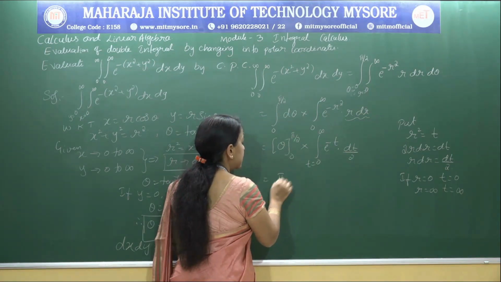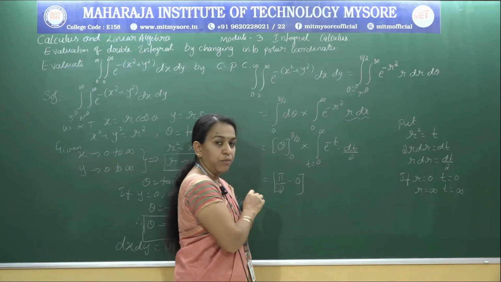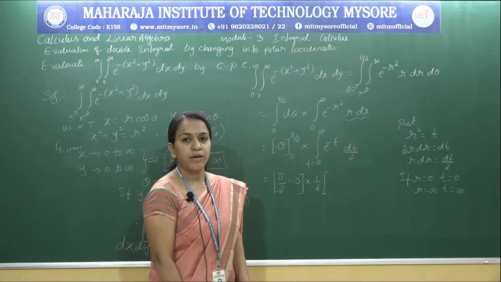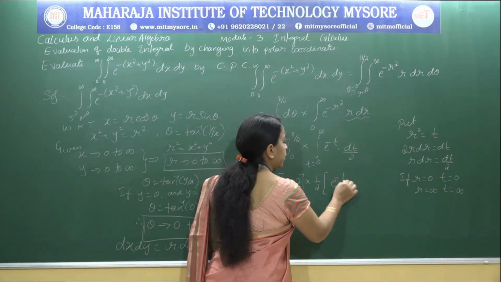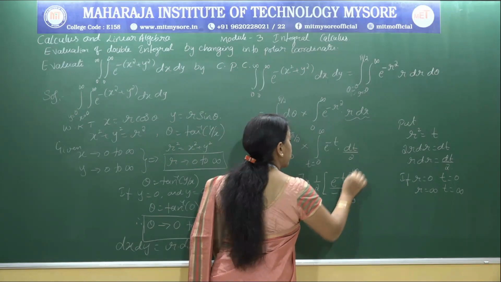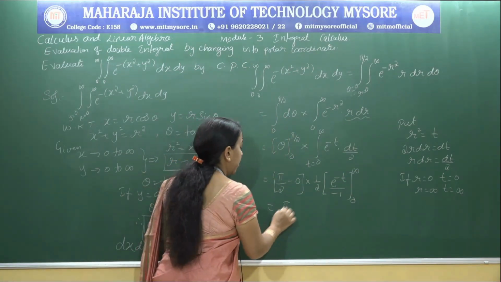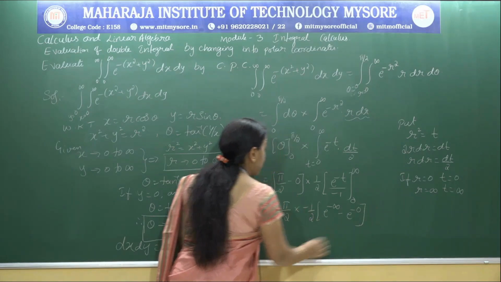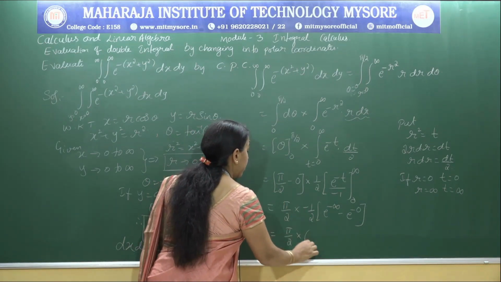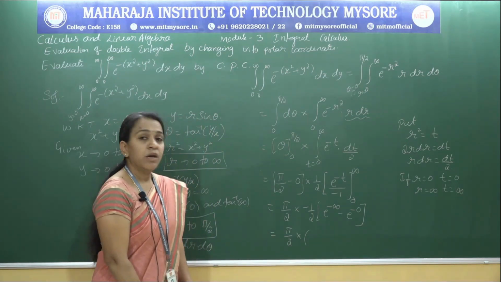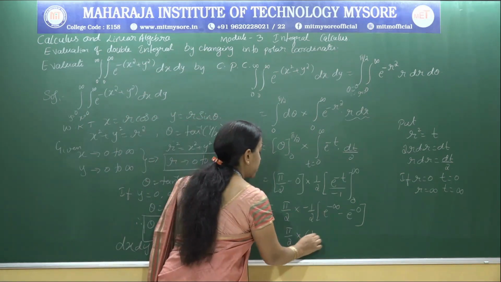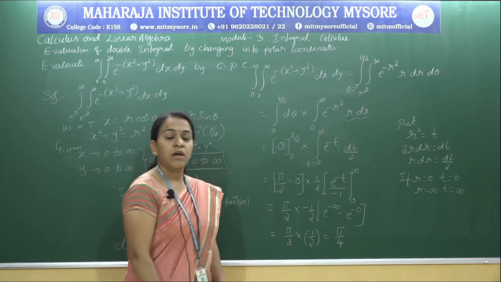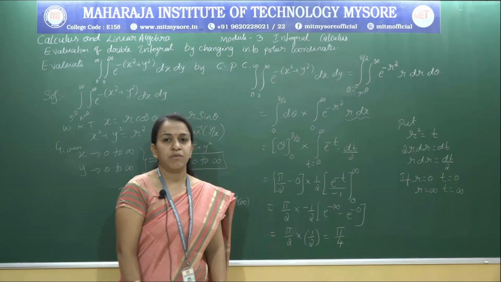Or if I apply the limit for this, upper limit pi by 2, lower limit 0, equal to theta into 1 by 2 times the integral of e power minus t. Now I can integrate e power minus t. The integration of e power minus t is e power minus t by minus 1 between the limits 0 to infinity. So we remain with pi by 2 into minus 1 by 2 times e power minus infinity minus e power minus 0. It is nothing but pi by 2 into, e power minus infinity is 0 and e power 0 is 1, therefore minus of minus gives plus 1 by 2. So the final answer is pi by 4. So the final result of the given double integral is pi by 4.